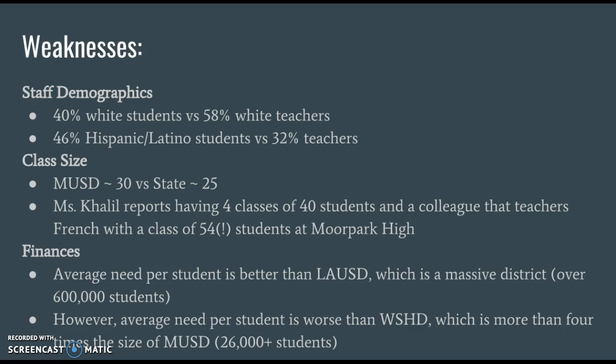Class sizes are a huge problem, especially at Moorpark High. Their average class size is about 30 and the state is 25. You have to understand that the 30 number factors in special ed classes and reading intervention classes, all those classes that have like 10 or 12 kids that go into that average.